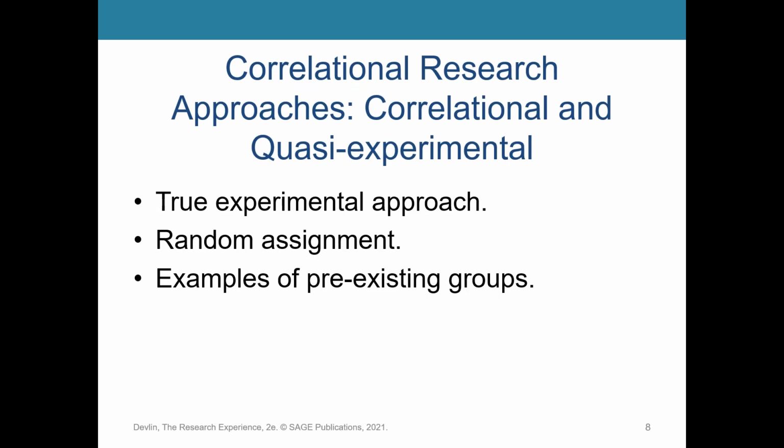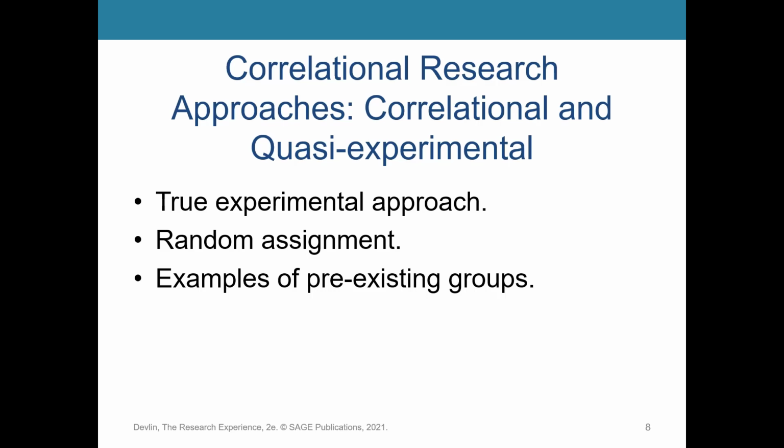Now, the gold standard, as I mentioned a little bit earlier in this video, is a true experiment. And in this type of research approach, you manipulate one or more variables, and you have what we call random assignment, meaning participants have an equal probability of being in either condition. Let's say there's two conditions. They'll have an equal probability of being in condition 1 or condition 2.